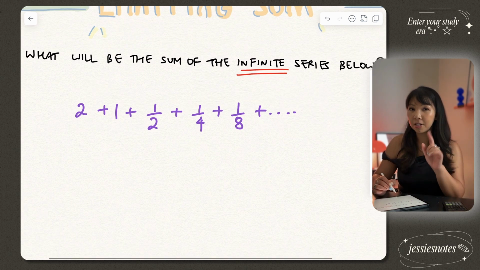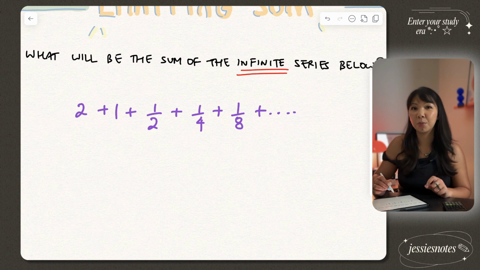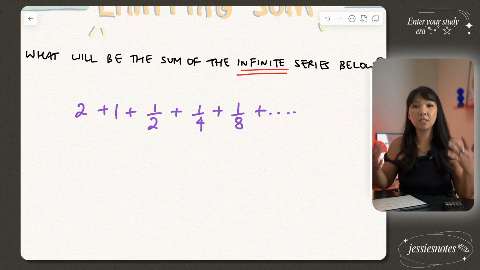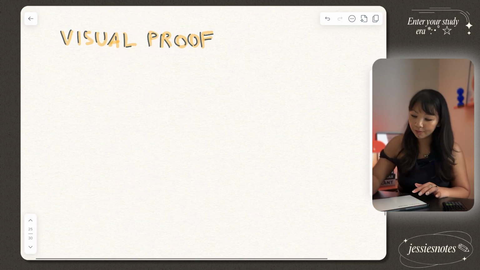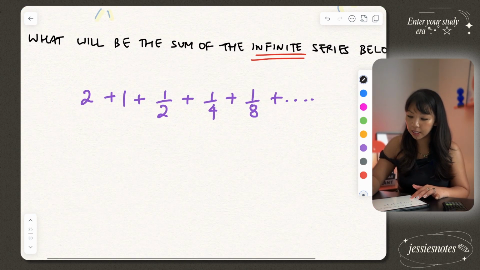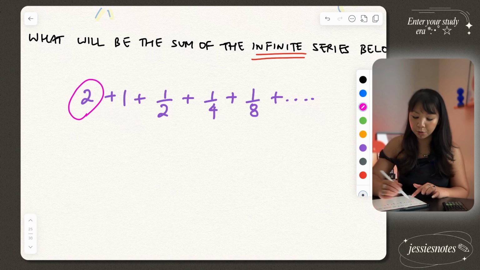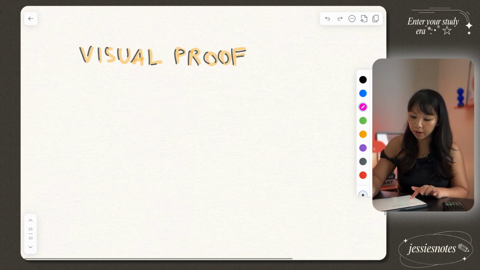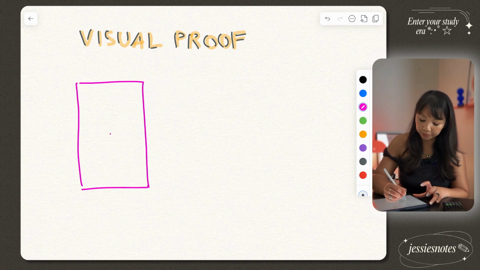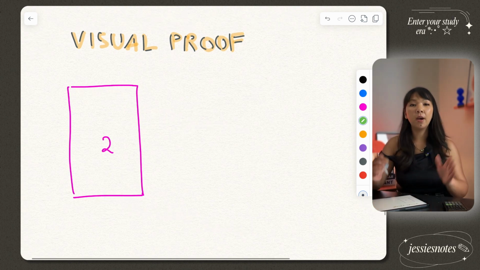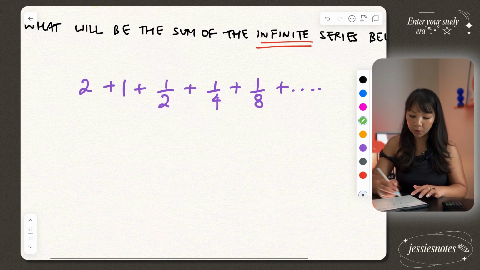Okay, now I'm going to tell you right now that it doesn't add up to infinity. And I'll show you, using this visual proof, what it actually will add up to. So, let's say the first term in the sequence that I want to add up is going to be 2. So let's draw up what will represent 2. I'm just going to say it's this rectangle over here. So that's 2. Now, the next term in that same sequence is 1.